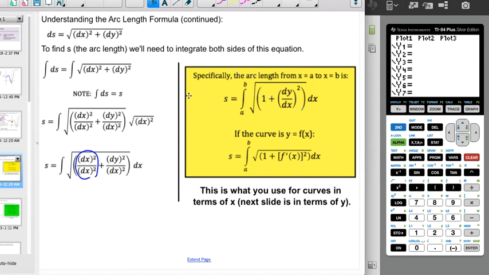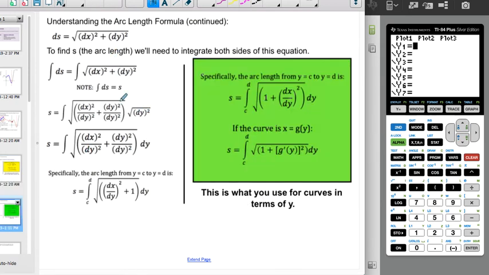You can straight up just memorize it if you want, but it's nice to know the context in case you get confused and you don't remember how it works. So again, it's the square root of 1 plus whatever the derivative of the function is squared with respect to x. If we do this with respect to y, let's go ahead and look at the next slide.